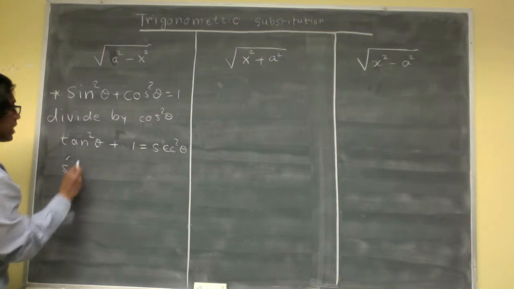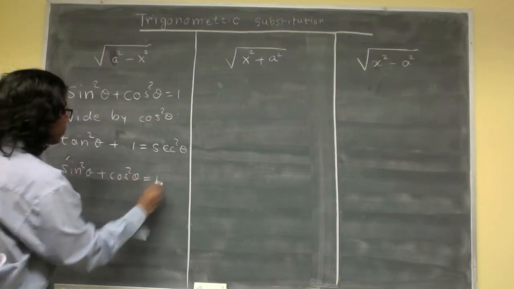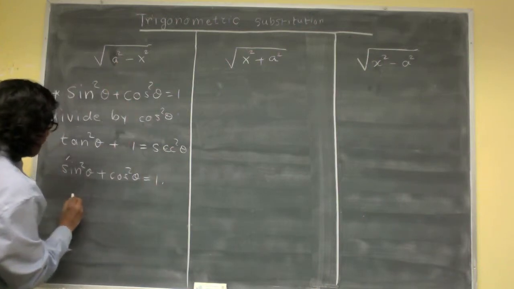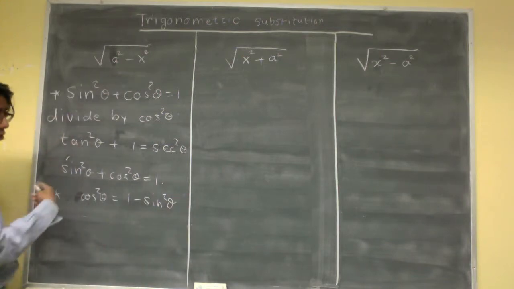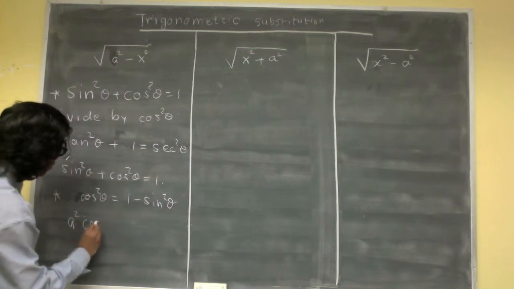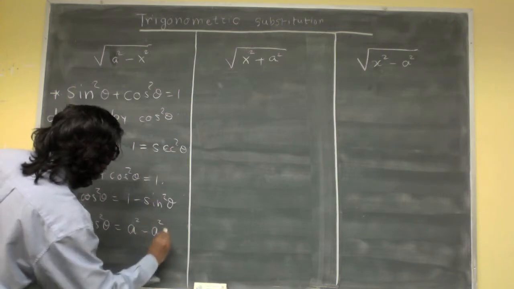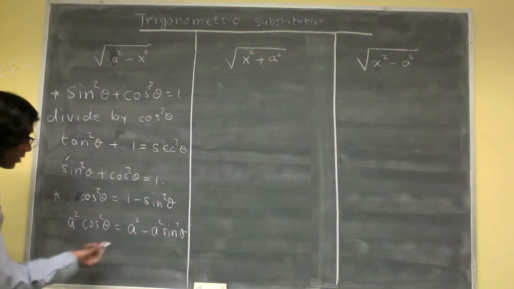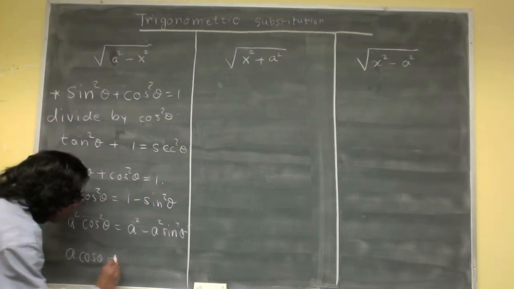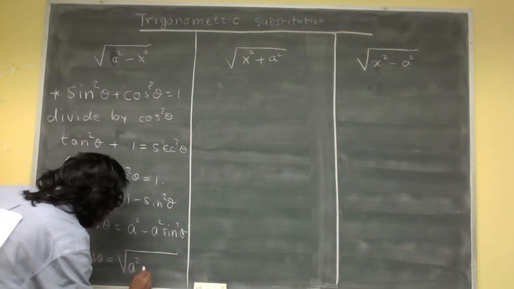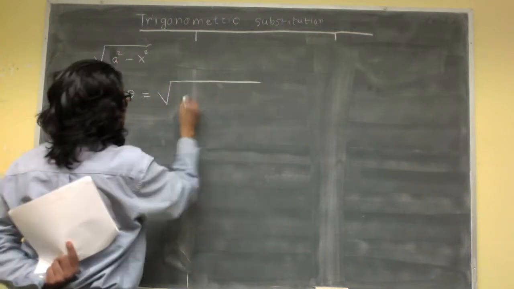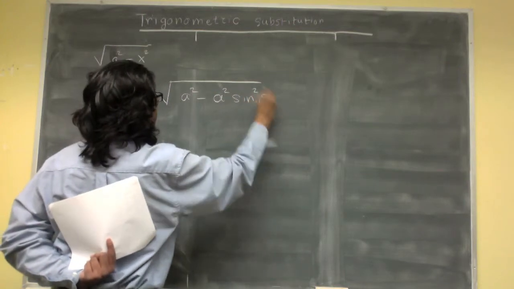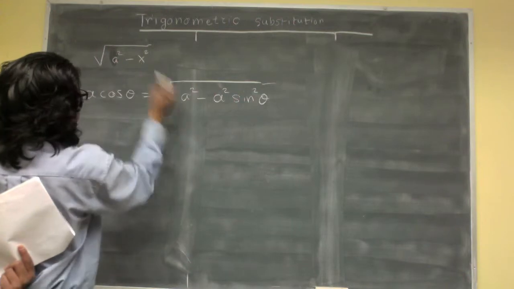This identity, sine square theta plus cosine square theta is equal to 1, gives cosine square theta is equal to 1 minus sine square theta. In this equation, if you multiply throughout by a squared, you get a squared cosine square theta is equal to a squared minus a squared sine square theta. Take the square root, you get a cosine of theta is equal to square root of a squared minus a squared sine square theta. And the motivation essentially comes from here.